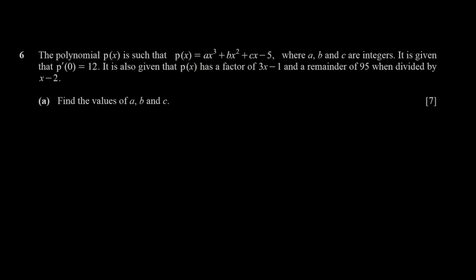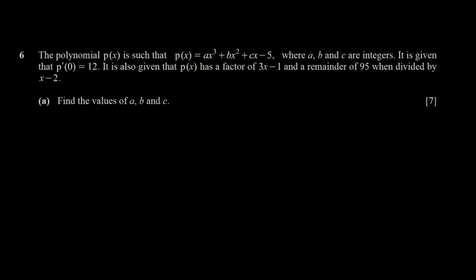Okay, question 6, which is a factor theorem, remainder theorem question. Actually, we've kind of got another one in this paper. The polynomial p of x is given that p of x is ax cubed plus bx squared plus cx minus 5, where a, b, and c are integers. It is given that p prime of 0 is equal to 12. It is also given that p of x has a factor of 3x minus 1 and a remainder of 95 when divided by x minus 2.